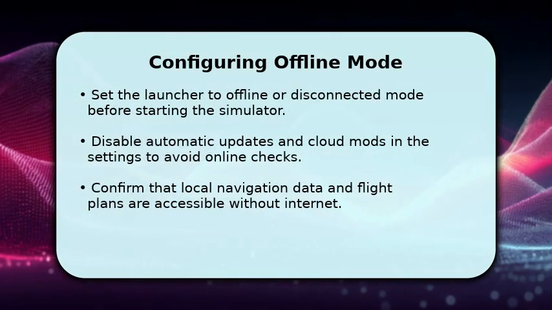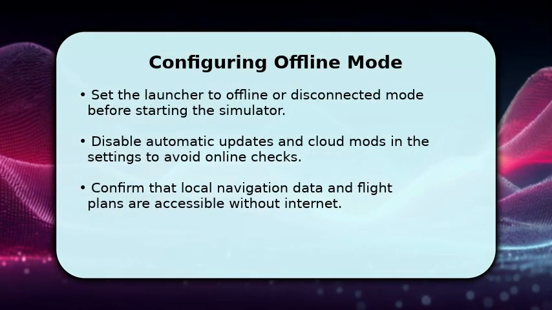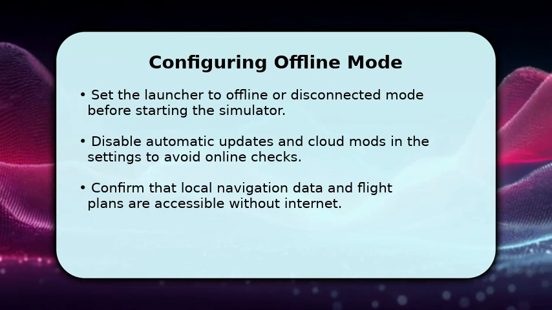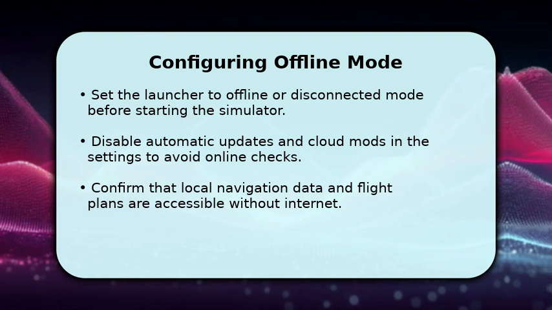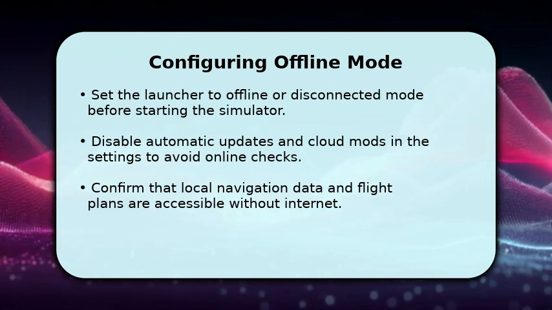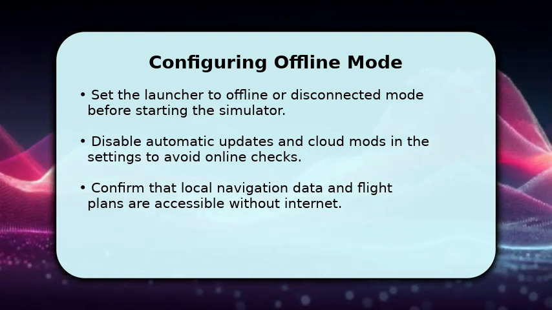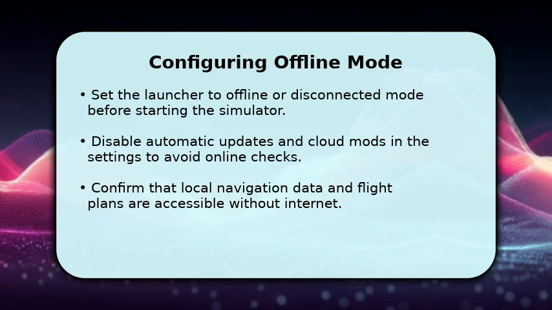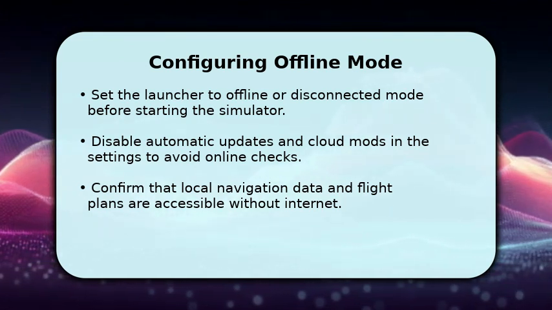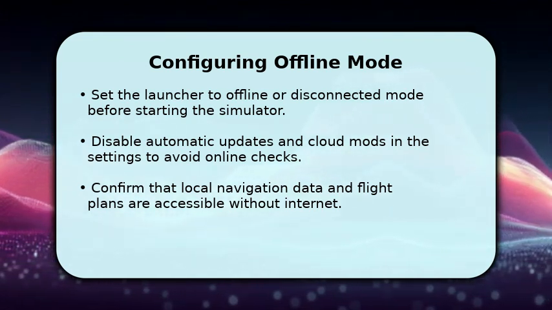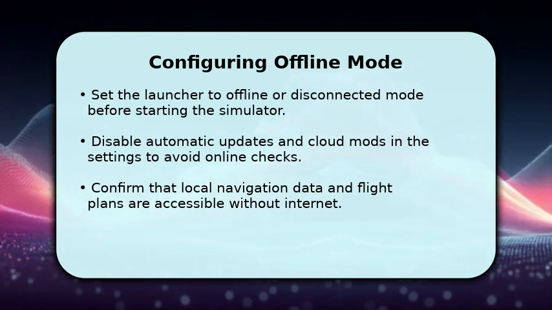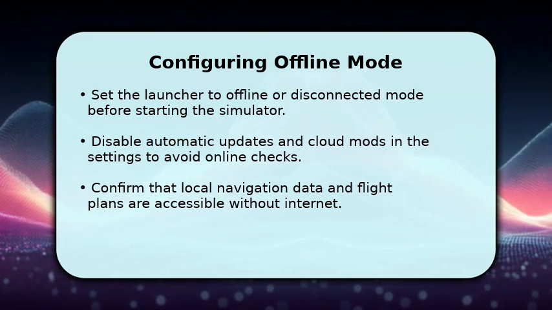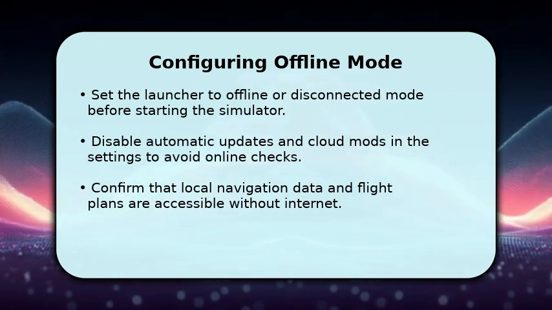Switching to offline mode requires a few careful steps to avoid connection prompts and missing content. Open the launcher and select the offline option, then turn off auto updates and cloud sync. Ensure all mods and navigation databases are stored locally and referenced in the sim paths. Test a short flight to confirm ATC, weather presets, and custom liveries load correctly. Keep a manual backup of key files for quick restoration if needed.